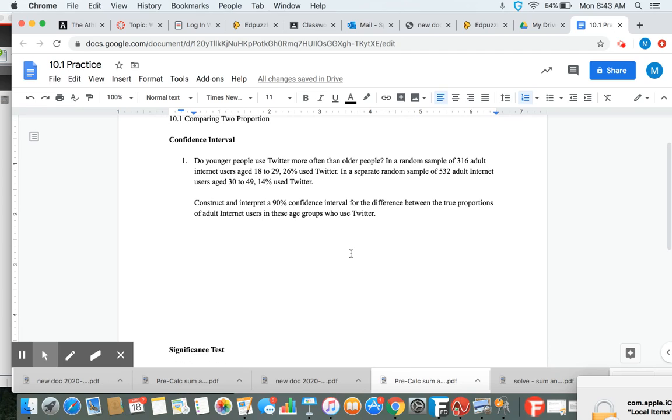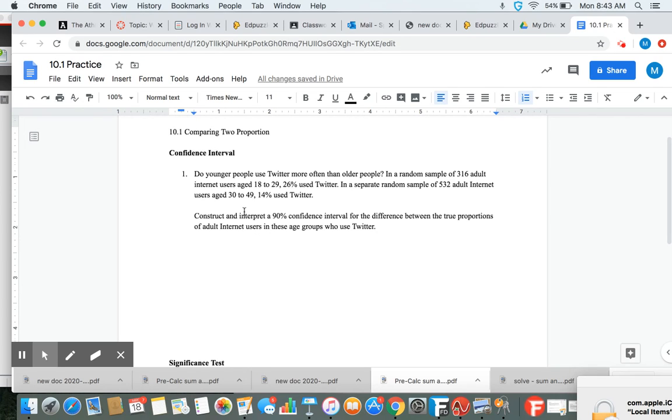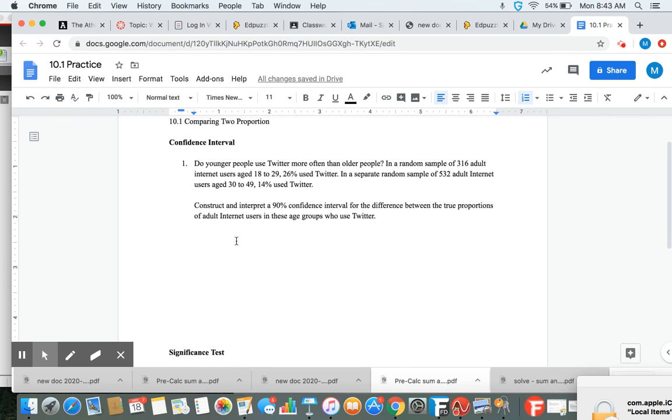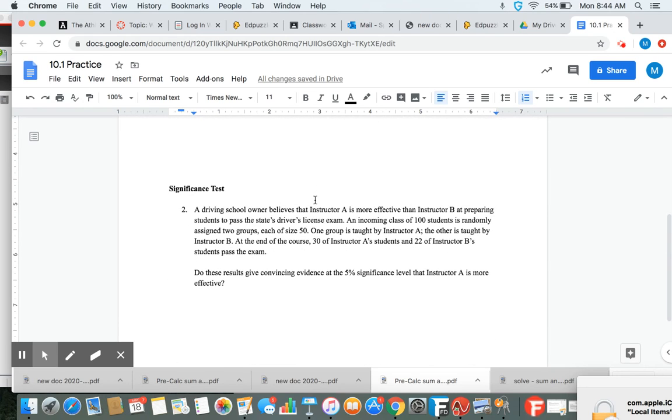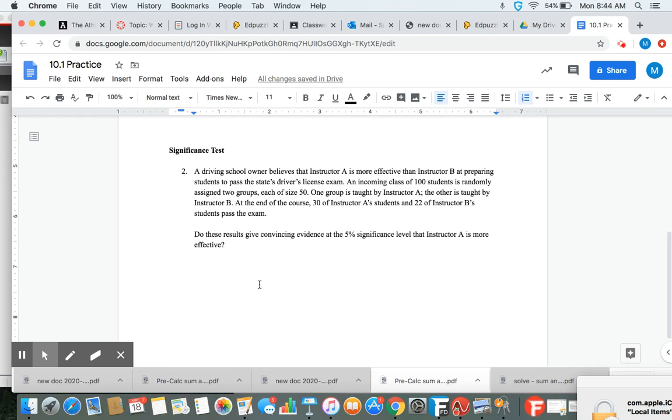For our next quiz, we'll review these problems on Wednesday and we'll quiz on Thursday. You're going to have to do something like this, where you have to find a confidence interval, which we did earlier last week, and then you're going to have to do a significance test, which is the problem that I just went over here. So it's important you know the difference.